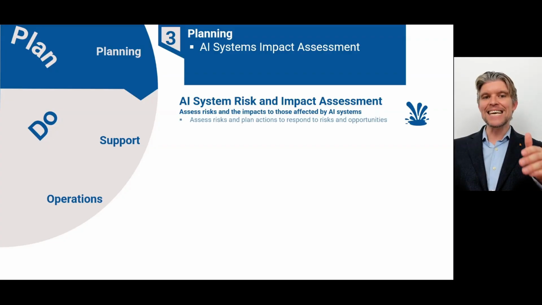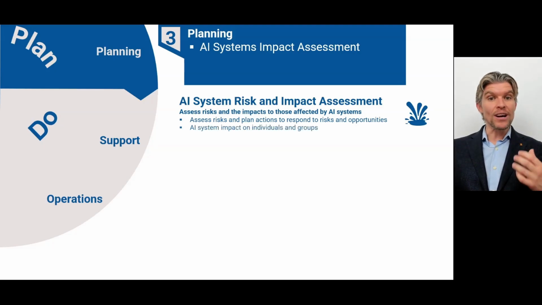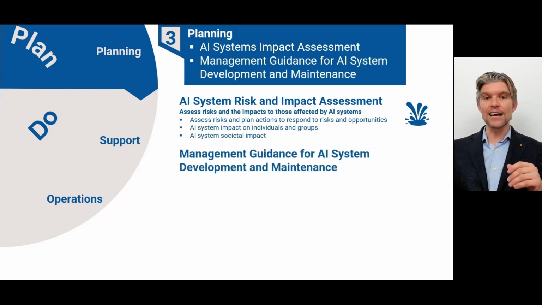But these need to be properly documented as the different risks to the system, to individuals, groups, society, and to the organization itself. We're going to look at the impact on individuals and groups. We're going to look at societal impact. And we're going to have a management guidance for AI system development and maintenance, which is basically going to help make sure that we can properly cover all of those aspects.